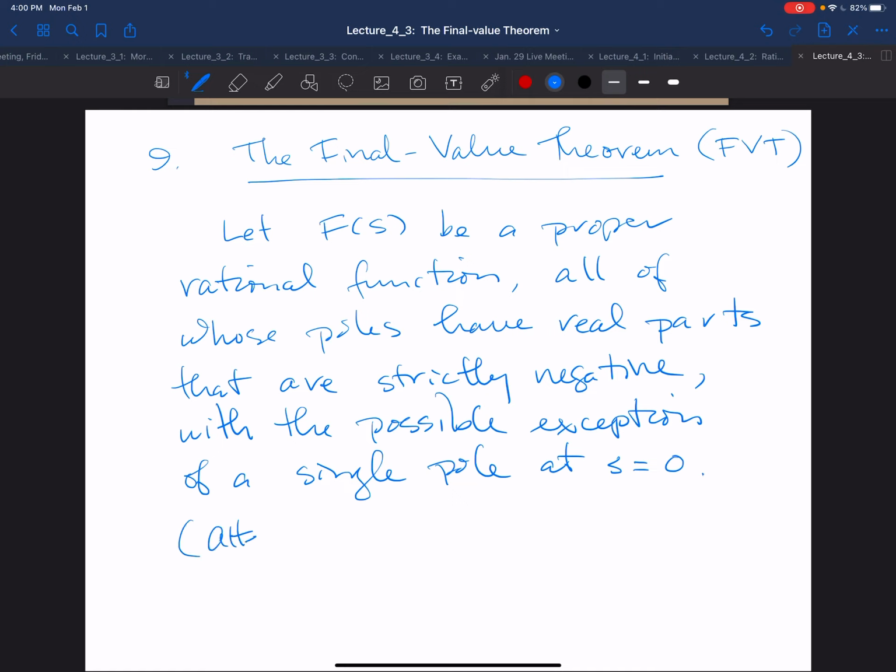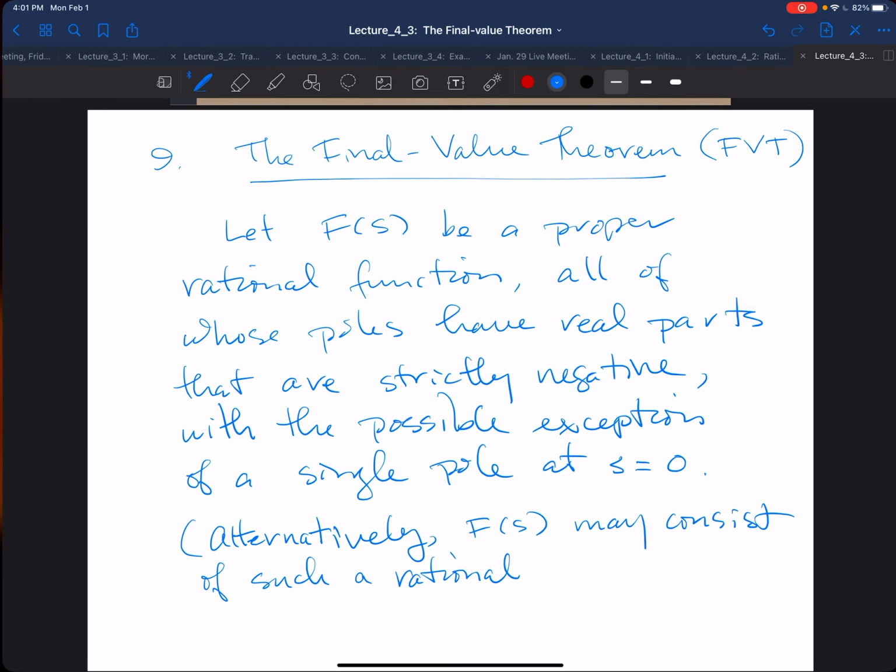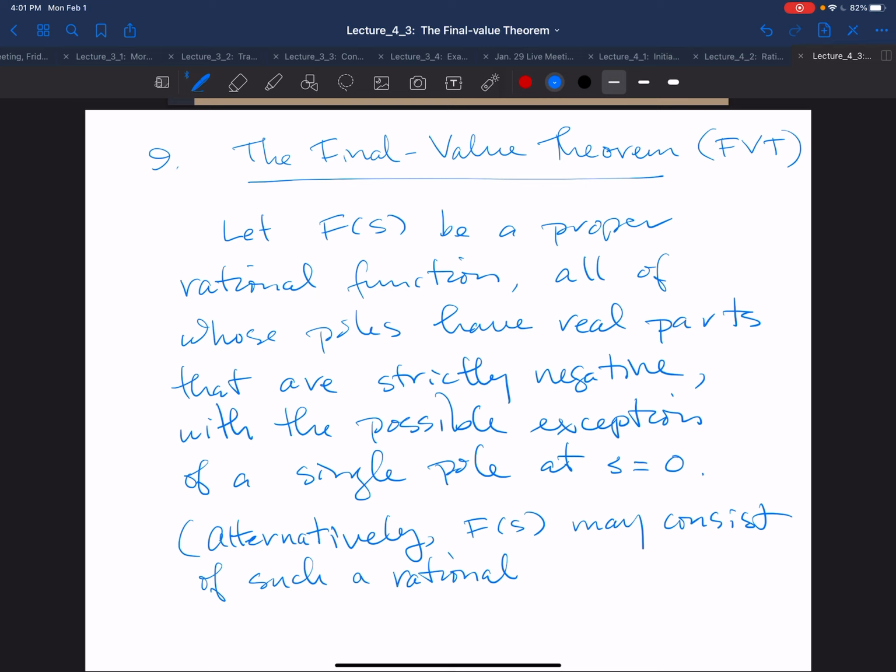And in fact, we can be a bit more general than this. As we've seen, our transforms are typically either rational functions or rational functions multiplied by complex exponentials. So f of s can, in fact, consist of a rational function like the one we've just been talking about, satisfying the conditions we've just given, multiplied by a complex exponential. So say an exponential of the form e to the s capital T.